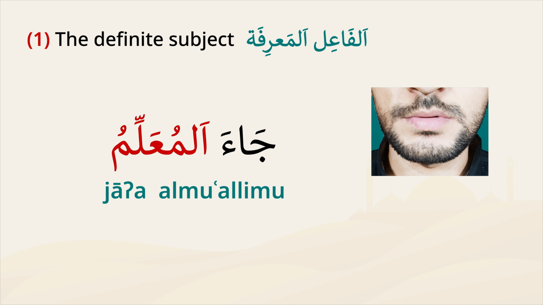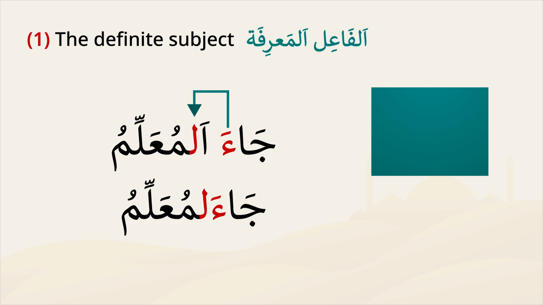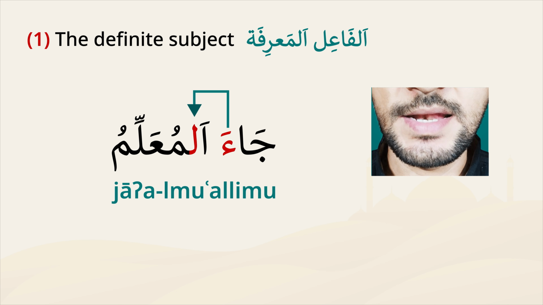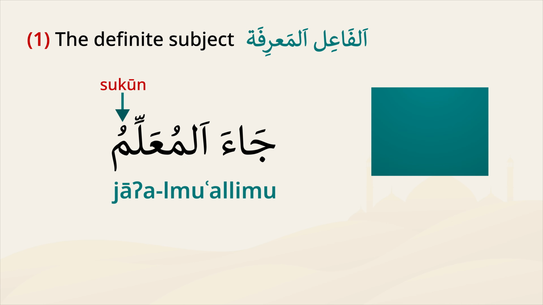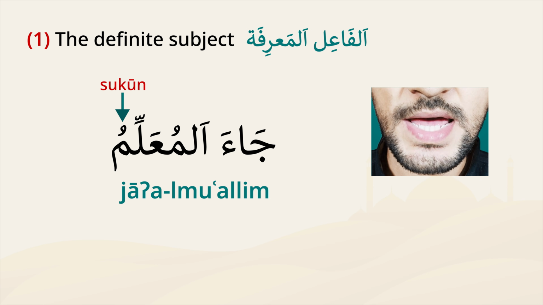So we move directly from the final hamza in the first word to the lunar lam in the second word, as if the two words were one unit, like this. So it will be pronounced as جاء المعلم. Remember, whenever we stop reading, we stop on sukun, even if the word's ending is a vowel. So this sentence should be جاء المعلم.